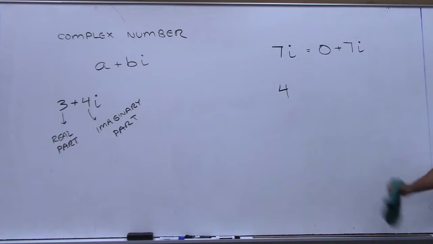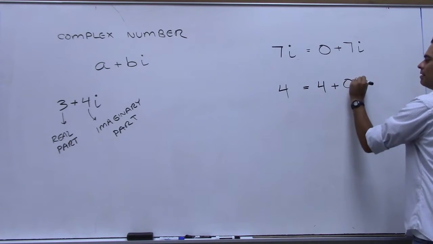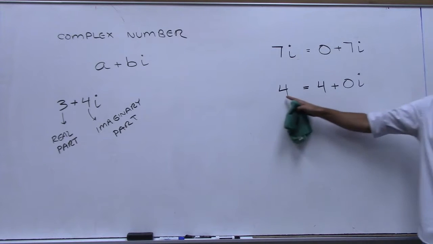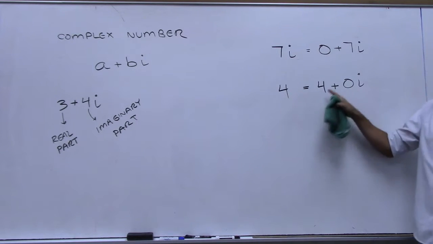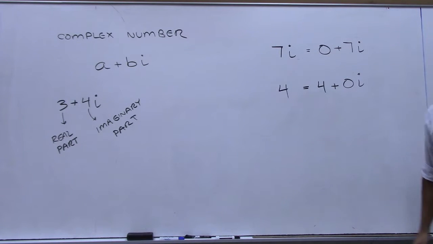Is this a complex number? Yes. Maybe. What if it's plus 0i? Isn't that the same thing? Yes. So 4 is actually a complex number. The real part is 4. The imaginary part is 0.